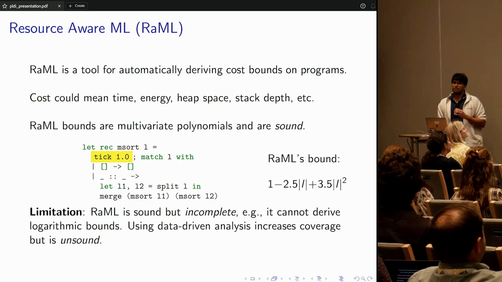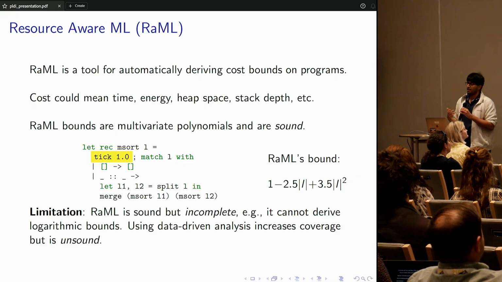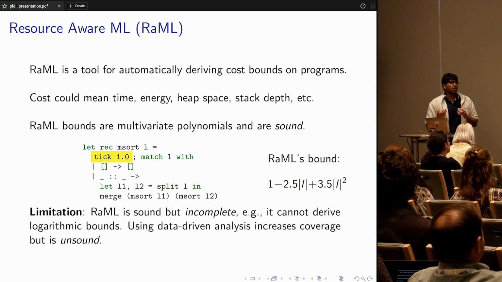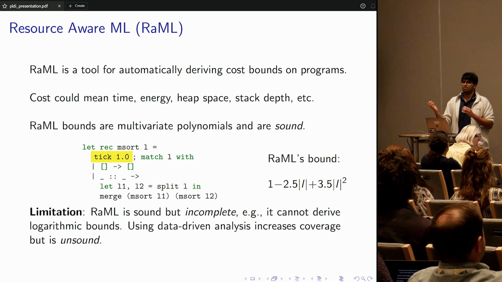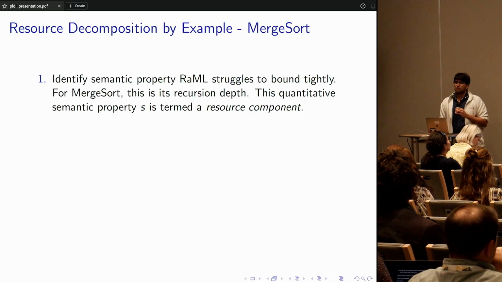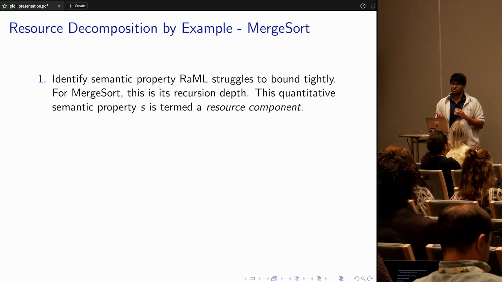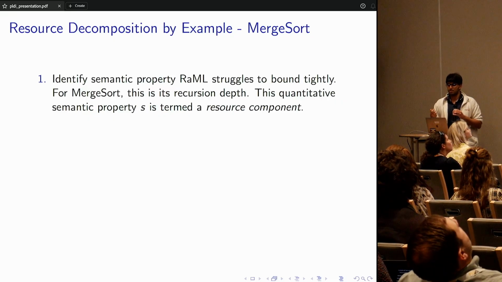Dually, data-driven analyses are capable of deriving tight bounds on more programs but are necessarily unsound. Thus, the point of hybrid resource analysis is to combine these complementary strengths and weaknesses. One such method is resource decomposition, which is a step-by-step process to derive tight bounds on programs that RAML struggles on. And we'll see an example through mergesort.